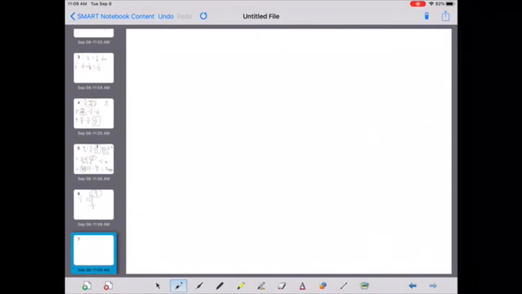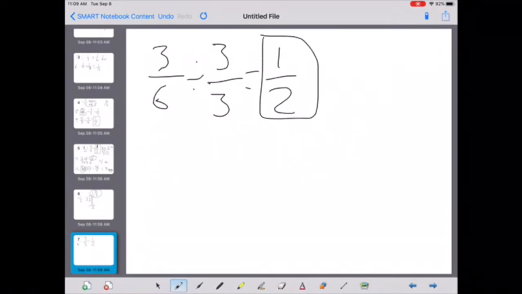Number 14, find a single fraction piece that equals 3/6. 3/6 divided by, I don't know, gives me 1 something. Well, 3 divided by 3 gives me 1. 6 divided by 3 gives me 2. So number 14 equals 1/2.